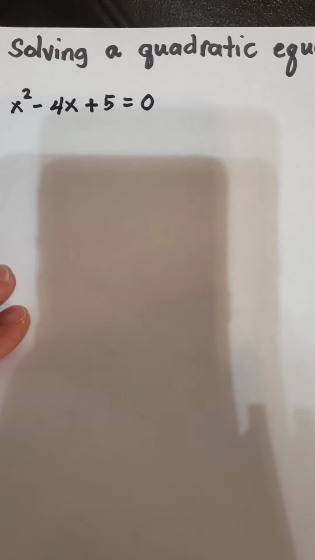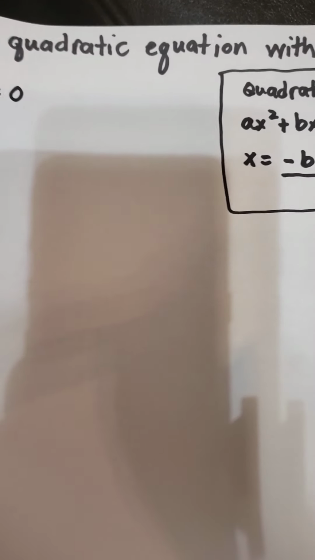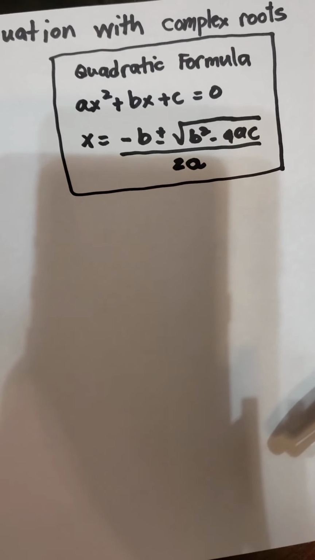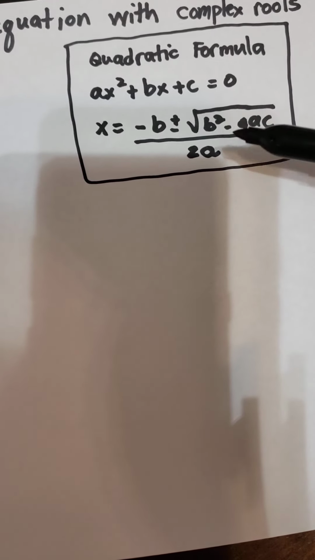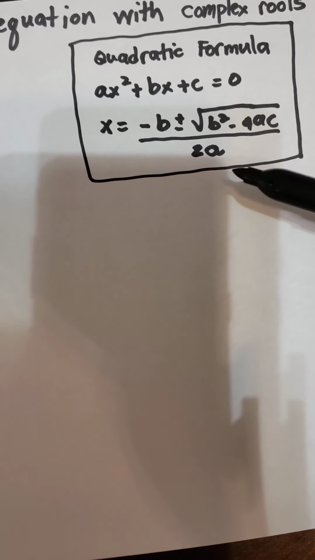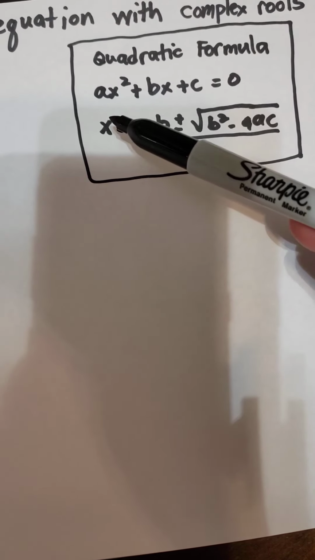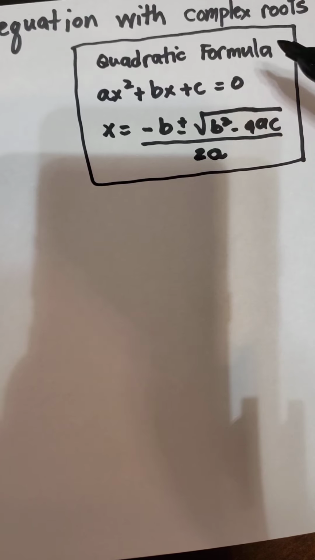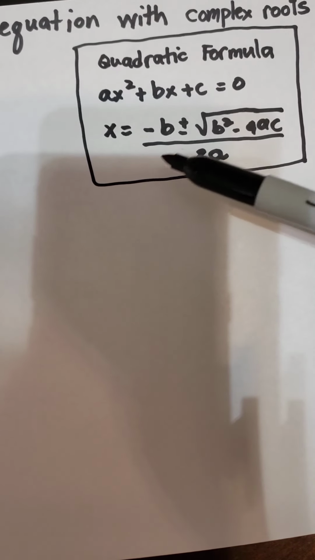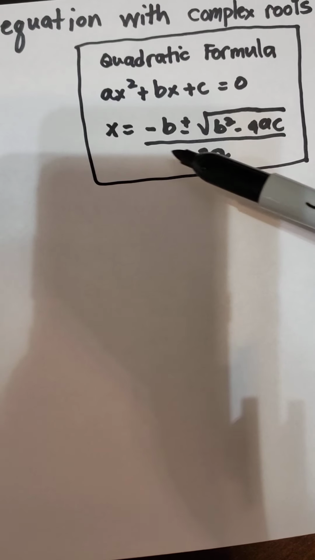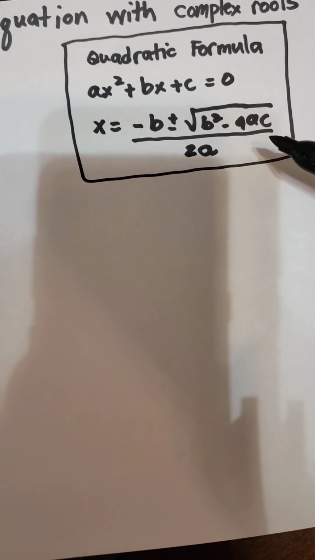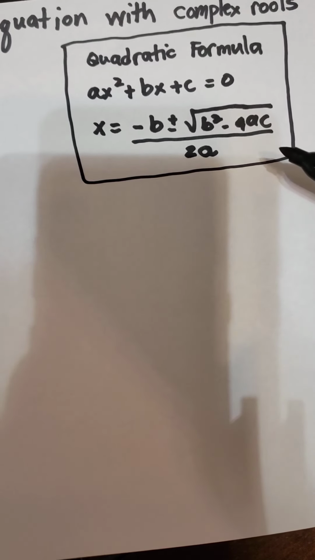Today, we're going to deal with solving a quadratic equation with complex roots. In this case, we need the quadratic formula. A quadratic equation should be written in standard form, that is ax squared plus bx plus c equals 0. Remember our quadratic formula? To find the roots, x is equal to negative b plus and minus square root of b squared minus 4ac all over 2a.